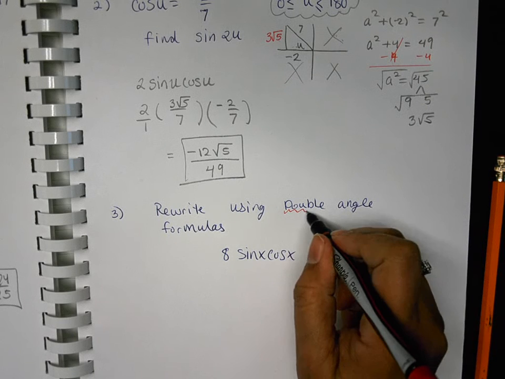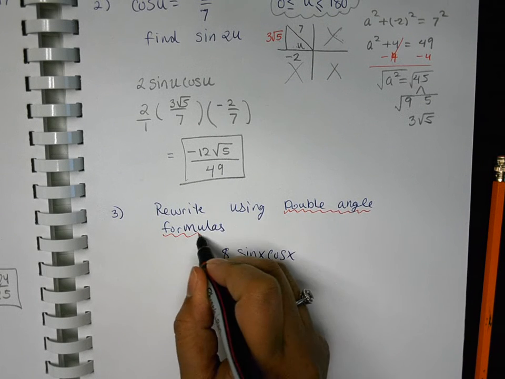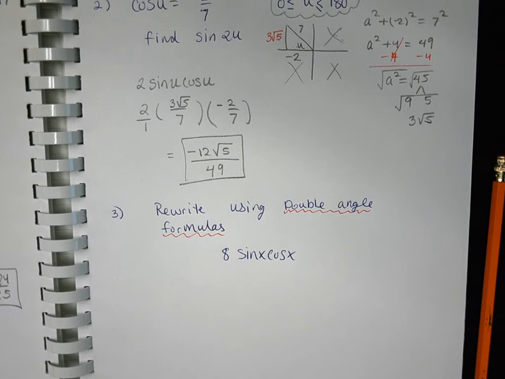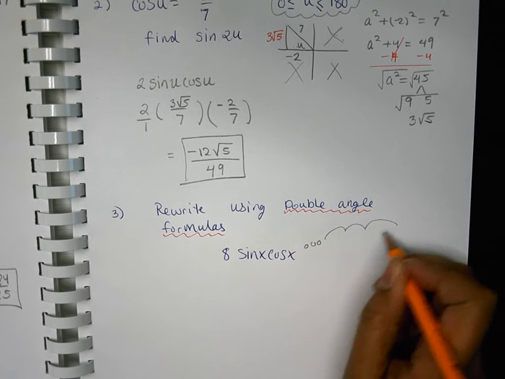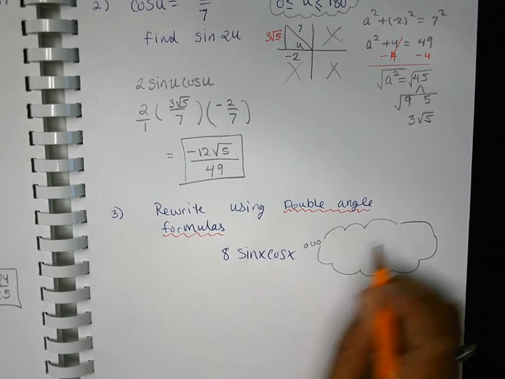What formulas do they want us to use? Now, do we have a double angle formula? Look at your formulas on the other page. Do you have one that starts with an 8? No, we do not. Do we have one that looks close? Can you guys tell me what the closest one that looks like this actually is?